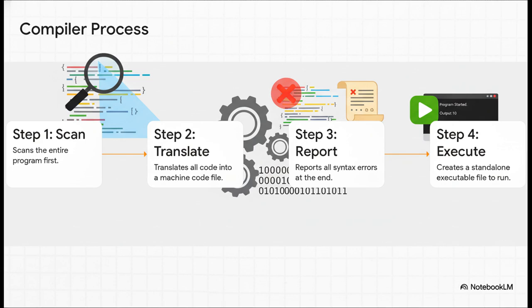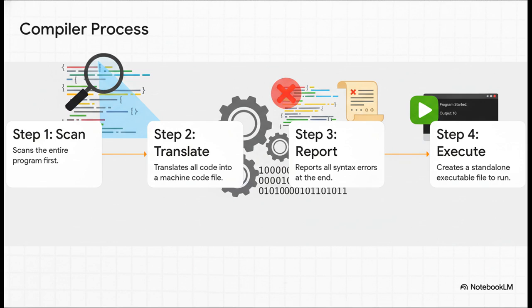So let's look at the compiler first. How does this thing actually operate? Well, it reads your entire program file in one go. Then it translates the whole shebang into a single, separate file of machine code, which we call an executable. And here's a key detail. If it finds any errors, it just keeps going.